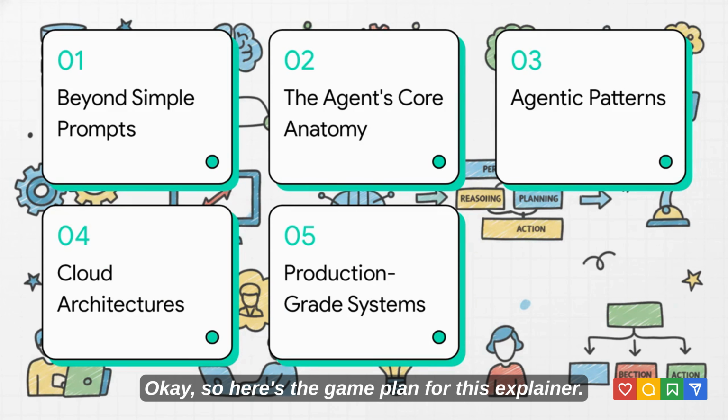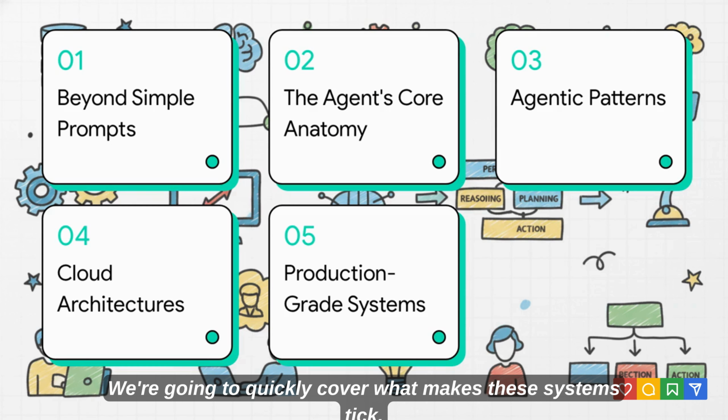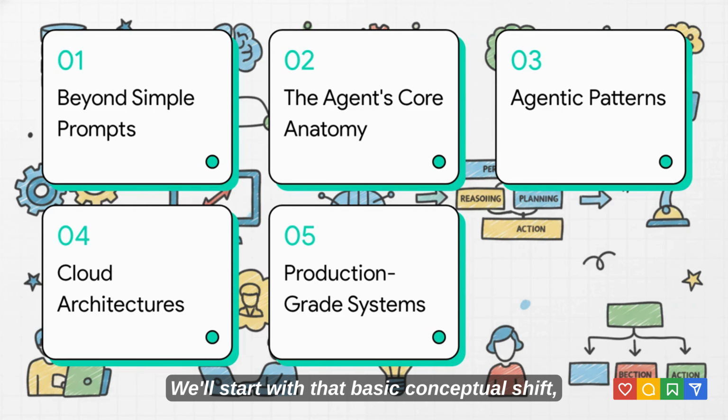Okay, so here's the game plan for this explainer. We're going to quickly cover what makes these systems tick. We'll start with that basic conceptual shift, then look at the core anatomy of an agent, explore the essential design patterns you can use, see how they fit into cloud-native architectures, and finally, we'll tackle the big one: how to make these things production-grade.